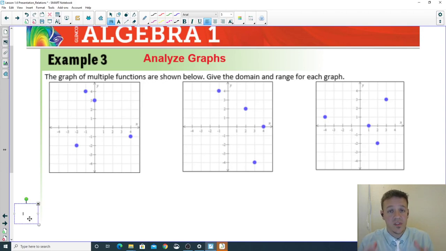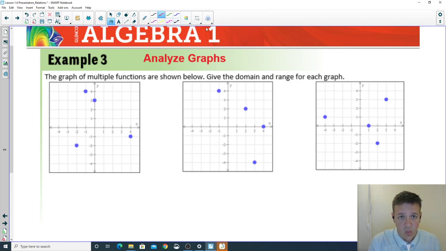Alright, guys, welcome. This is page 2 of lesson 1.6, talking about relations and how things work. This is the beginning, where I want to make sure you get this part down. You need to understand what the domain and the range are. Start by writing domain equals the x, and the range is going to be your y coordinates.